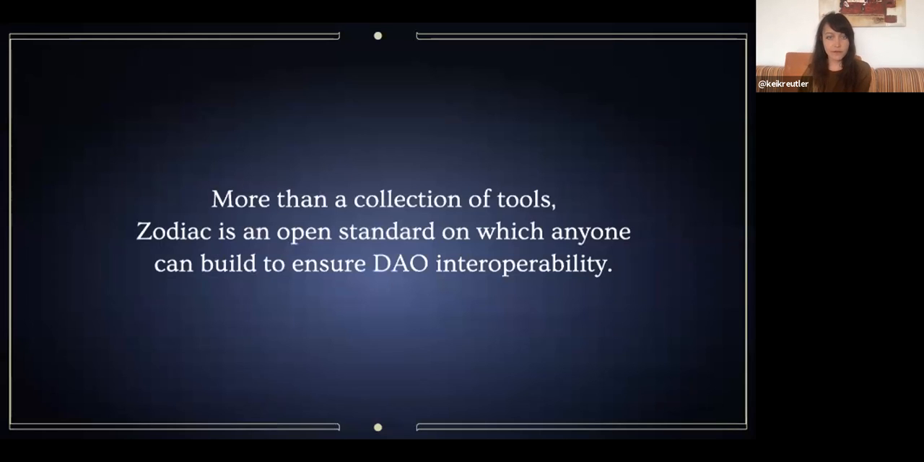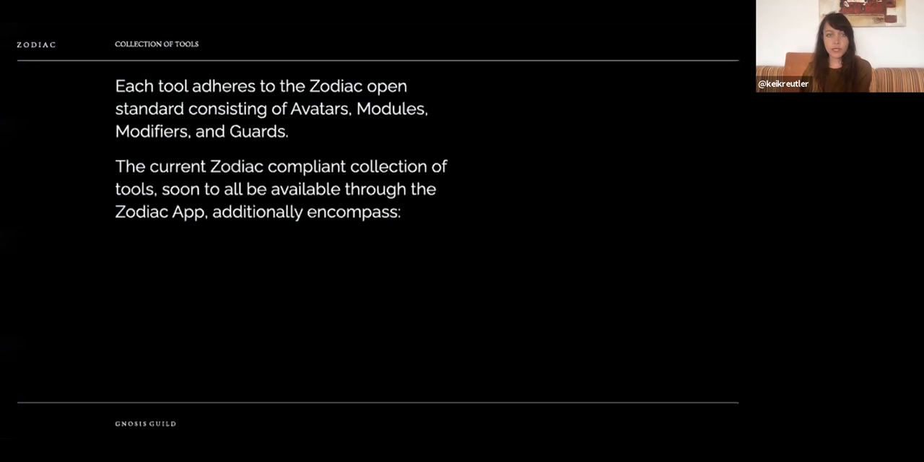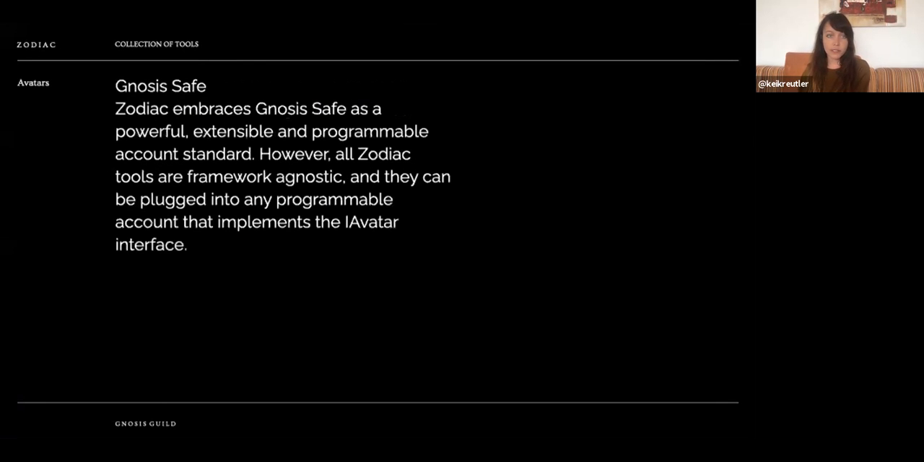However, more than a collection of tools, Zodiac is an open standard on which anyone can build to ensure DAO interoperability. Each tool in the collection adheres to the Zodiac open standard, consisting of avatars, modules, modifiers, and guards. The current Zodiac compliant collection of tools, soon to all be available through the app, additionally encompasses the Gnosis Safe, which we embrace as a powerful, extensible, and programmable account standard. However, all Zodiac tools are framework agnostic, and they can be plugged into any programmable account that implements the iAvatar interface or iAvatar solidity file.